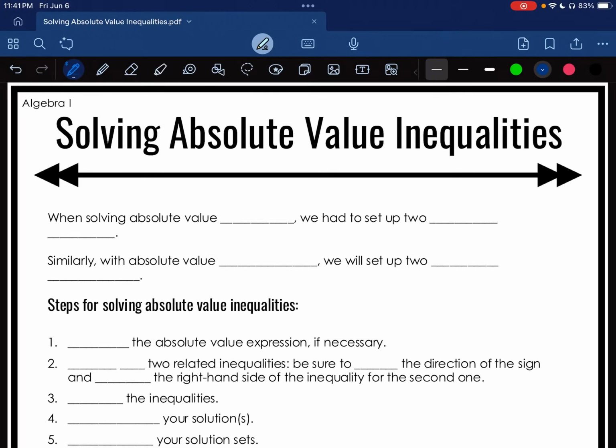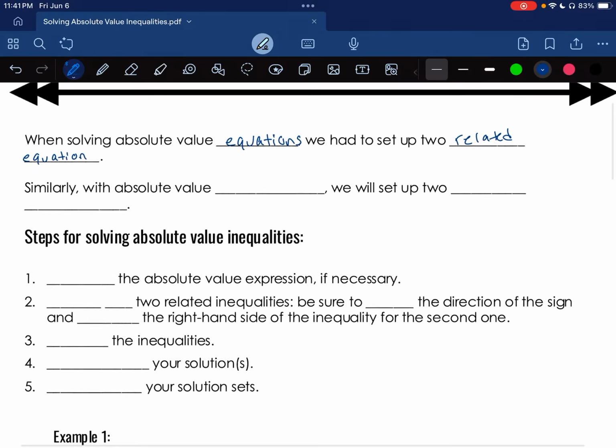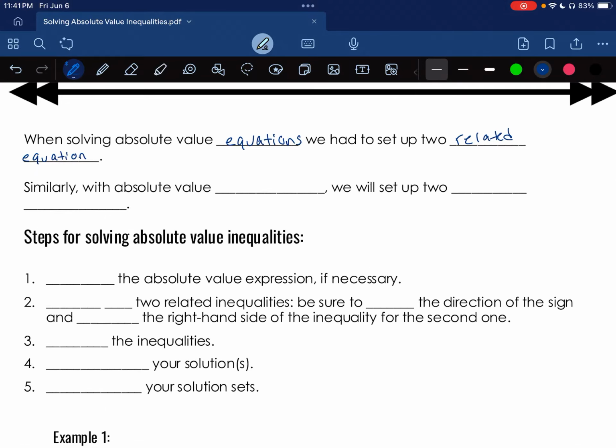All right, so let's go ahead and talk about solving absolute value inequalities. So we just talked about solving absolute value equations, which is pretty similar. We had to set up two related equations when we did that, right? Because the expression inside the absolute value bar could have been positive, but it also could have been negative, and so we had to account for both possibilities there.